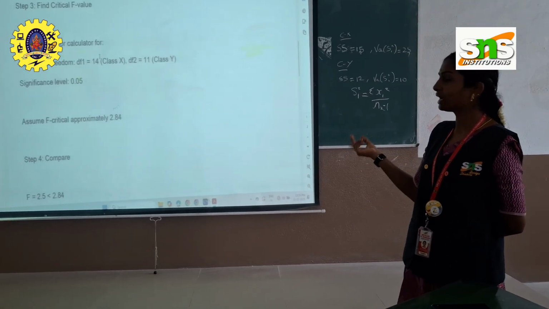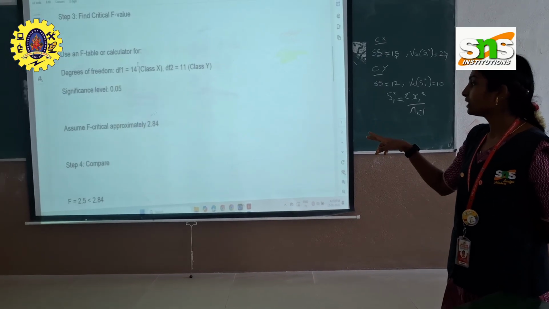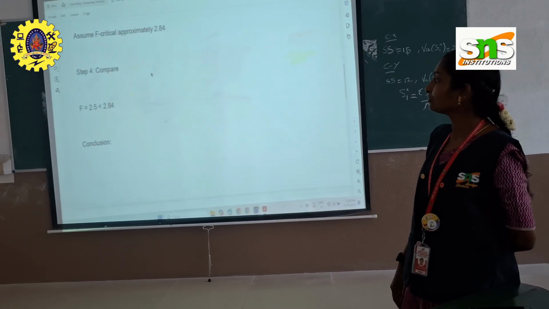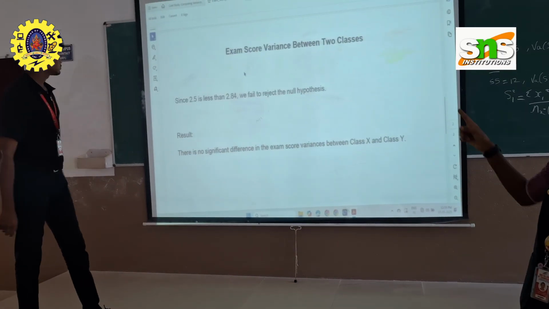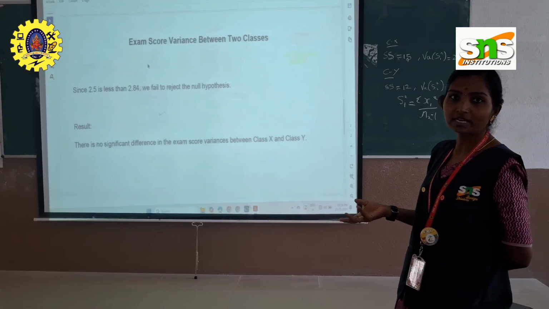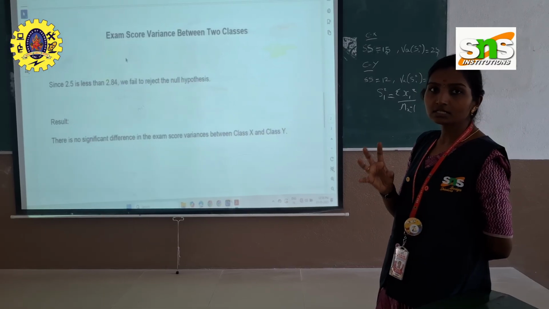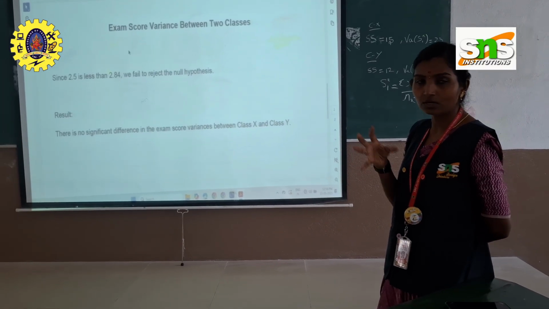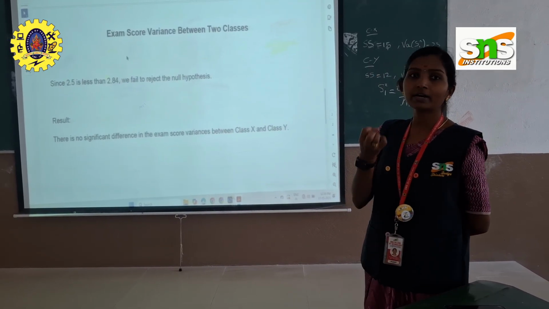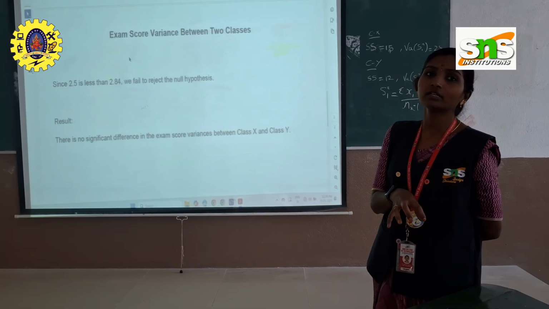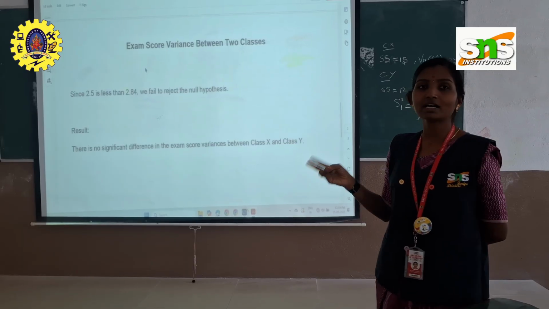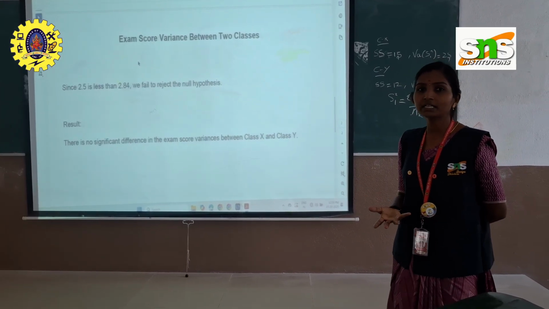In comparing the two, the smaller value is the calculated value, right? So the calculated value is the smaller value, and therefore what can we conclude? We fail to reject the null hypothesis. Therefore, there is no significant difference in the exam scores between the two classes X and Y. We have analyzed the scores of two classes X and Y using F test, with the variances given as data, and with that data we found the table value, and the critical value is checked against the calculated value, so that we conclude there is no significant difference between the two classes X and Y. This is how we do a case study on F test.